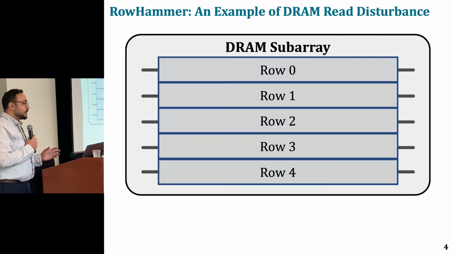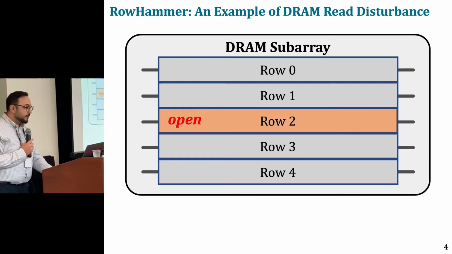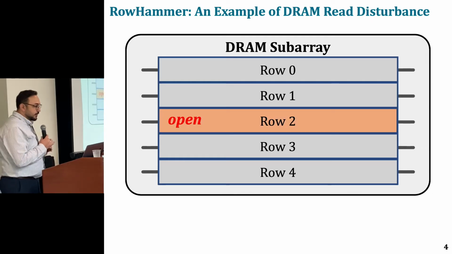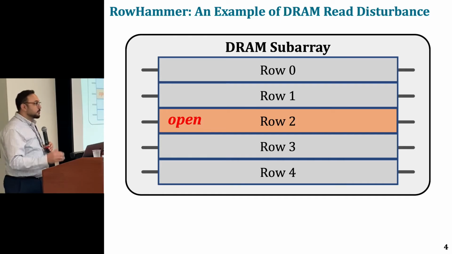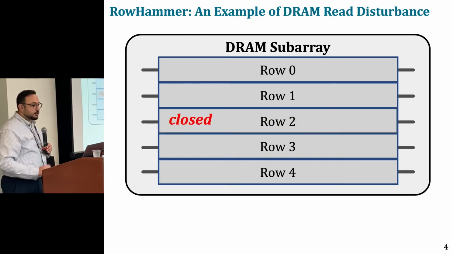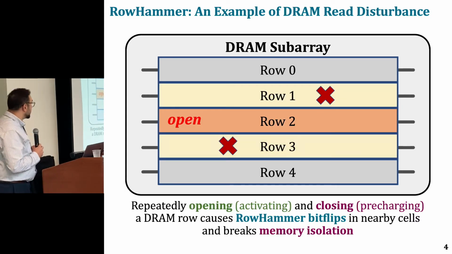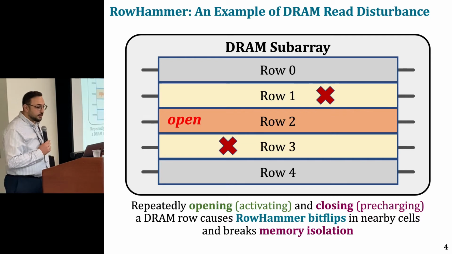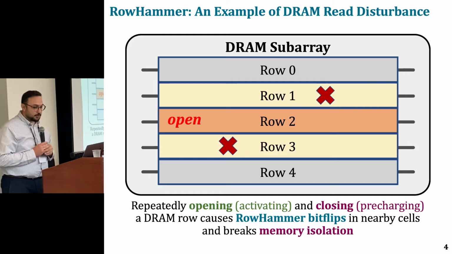We organize DRAM cells in a chip in two-dimensional arrays of rows and columns, and we access them internally at DRAM row granularity. If we want to access data stored in row 2, we need to first open row 2, and we can perform all our accesses there. Once we're done and want to access another row, we need to close this row. If we perform this open-close operation many times, we observe bit flips in physically adjacent or nearby DRAM rows, leading to a break of memory isolation.